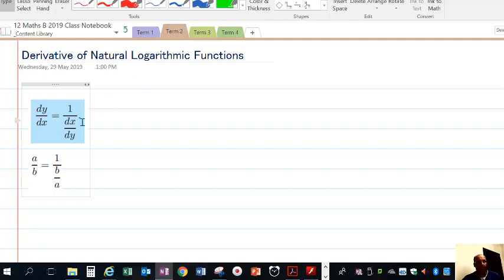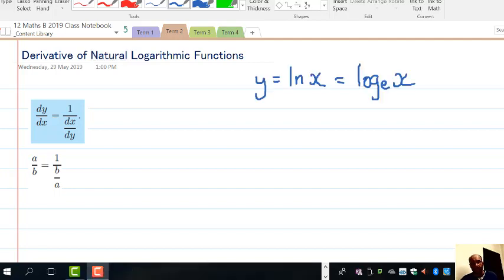Okay, the video is about the derivatives of logarithmic functions. We're looking at natural logs, so that's what I mean by natural logarithmic functions. It doesn't mean they grow in a forest. We're talking about ln, natural log.